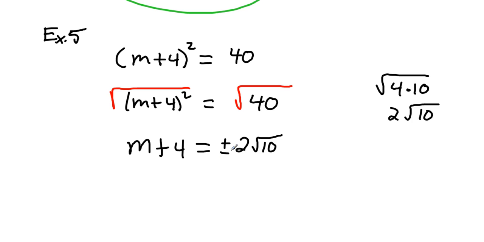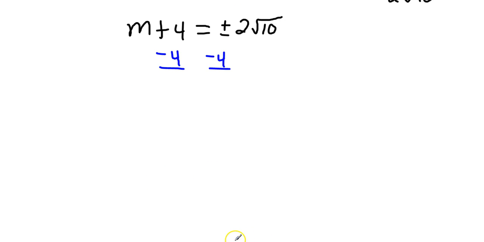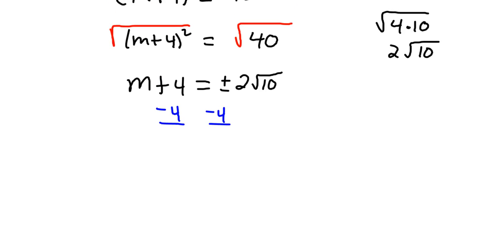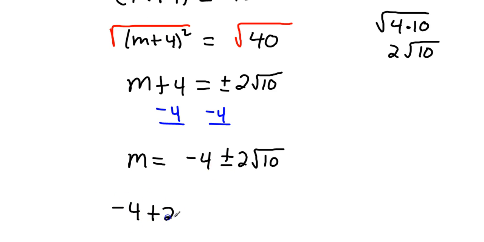Okay, for this one, because before we just had the m, we had the plus or minus 2 square root of 10, that was your answer. You've still got to get rid of this 4. So your next step is you've got to subtract it from both sides. So the m is by itself, and with the negative 4, just put it in front of the plus or minus. So if you could write it as one answer with the plus or minus in there, that would be the answer. If you actually split it up as 2 separate answers, it would be negative 4 plus 2 square root of 10 and negative 4 minus 2 square root of 10.